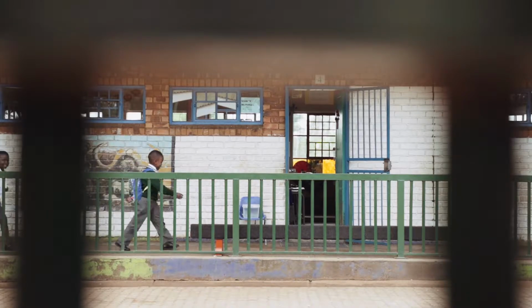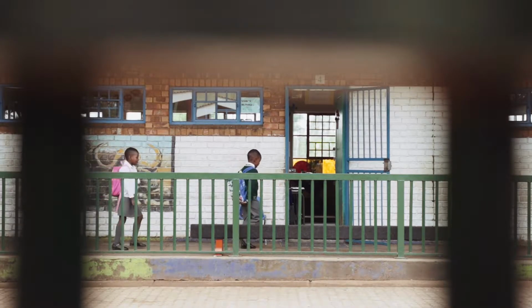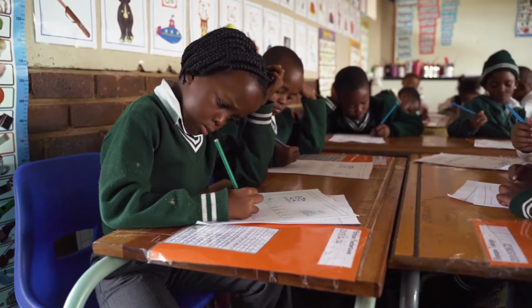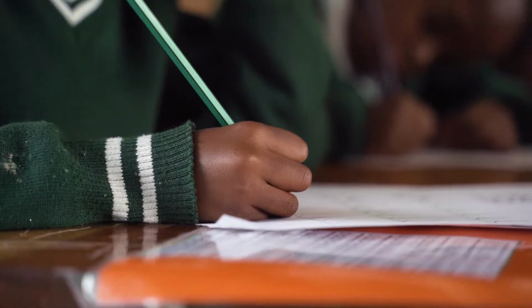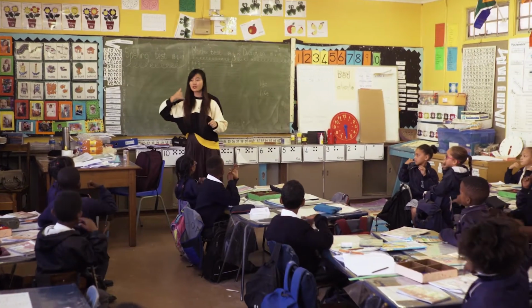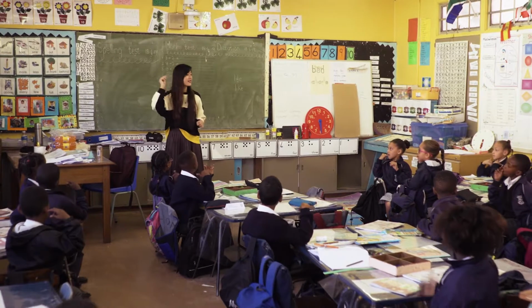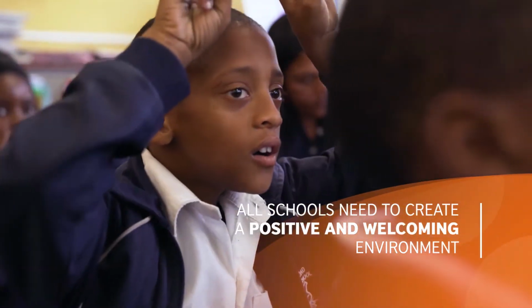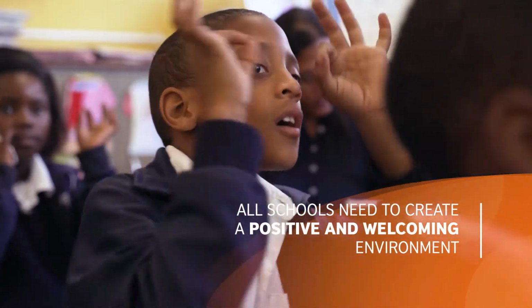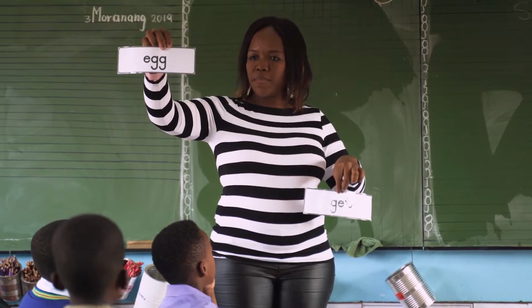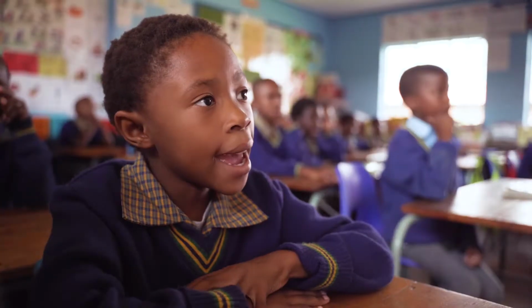Neurocognitive differences, physical disabilities, socio-economic challenges, and language and cultural differences are only barriers to learning and participation if the system doesn't provide an enabling environment for effective teaching and learning to take place. All schools need to create a positive and welcoming environment that has sufficient resources, positive attitudes, effective teaching methods, and curriculum that engage and support all learners.